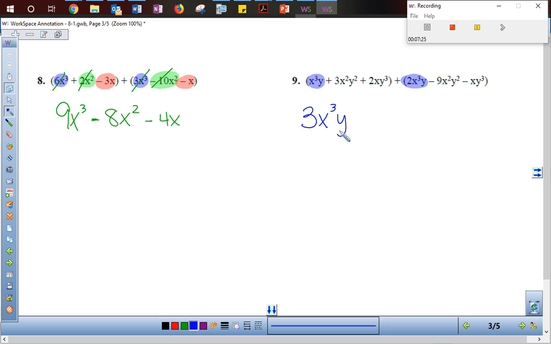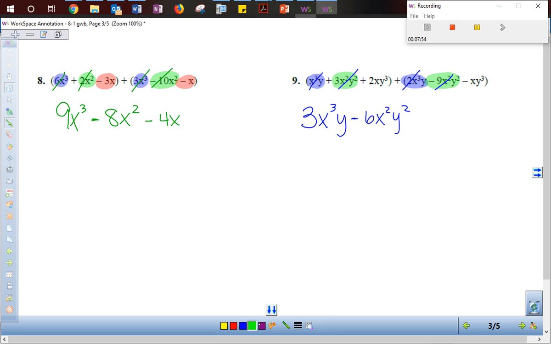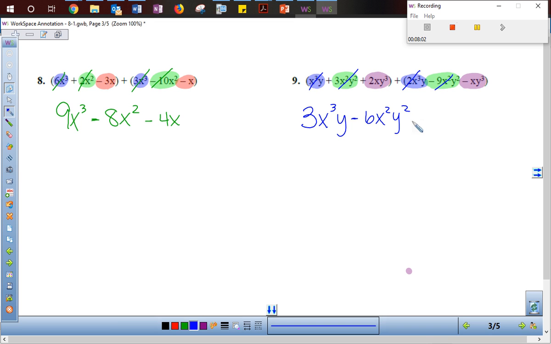The next thing that I notice is I have a 3x squared y squared, so I can only combine that with other x squared y squareds. This doesn't work. This does work, so make sure you get the sign in there with it. And this doesn't work. So if I have 3x squared y squared and negative 9x squared y squared, I have negative 6x squared y squared. Finally, I have a 2xy to the third, and if I look, my remaining term is a negative xy to the third. So I can combine those and I get a positive xy to the third.